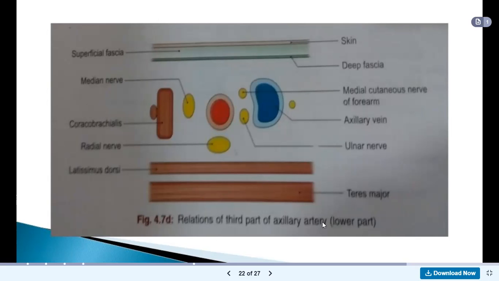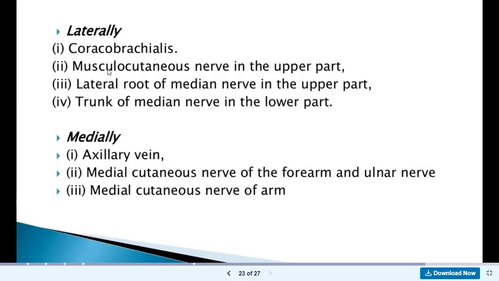You have laterally. So let's see what we have. Laterally, coracobrachialis, which we saw in the diagram, the musculocutaneous nerve in the upper part, the lateral root of median nerve in the upper part, the trunk of the median nerve in the lower part. So on medial aspect, we have the axillary vein, the medial cutaneous nerve of the forearm and ulnar nerve, and then the medial cutaneous nerve of arm.